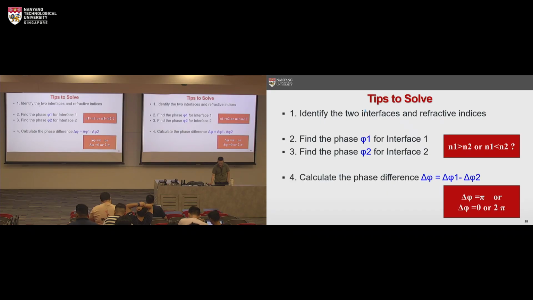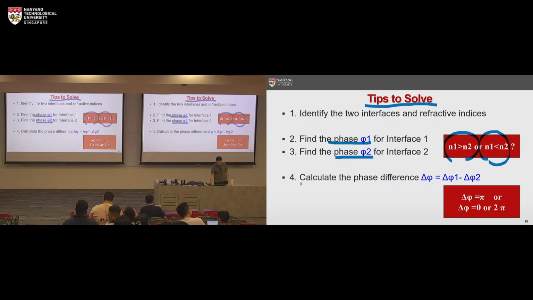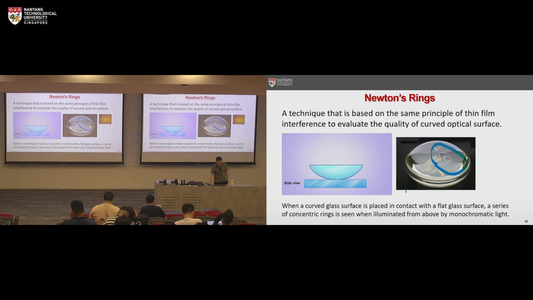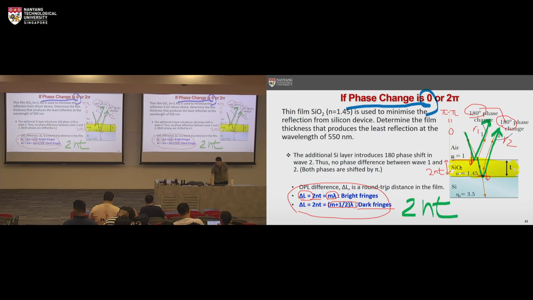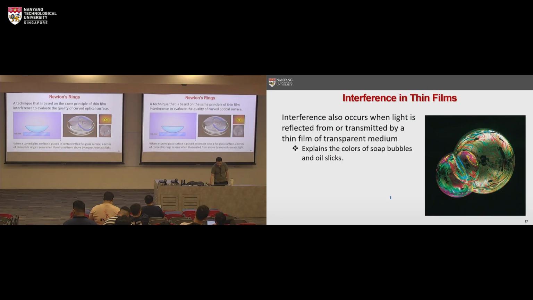Okay, this is a bubble. So the tips to solve this type of question: the first step is that you need to identify where the thin film is. And then find ray 1 and ray 2. Then you will define what the phase is for ray 1, what the phase is for ray 2, and you need to ask yourself the difference between n1 and n2. Then you calculate the phase difference. So then you know what equation you need to apply, either this set or the other set.